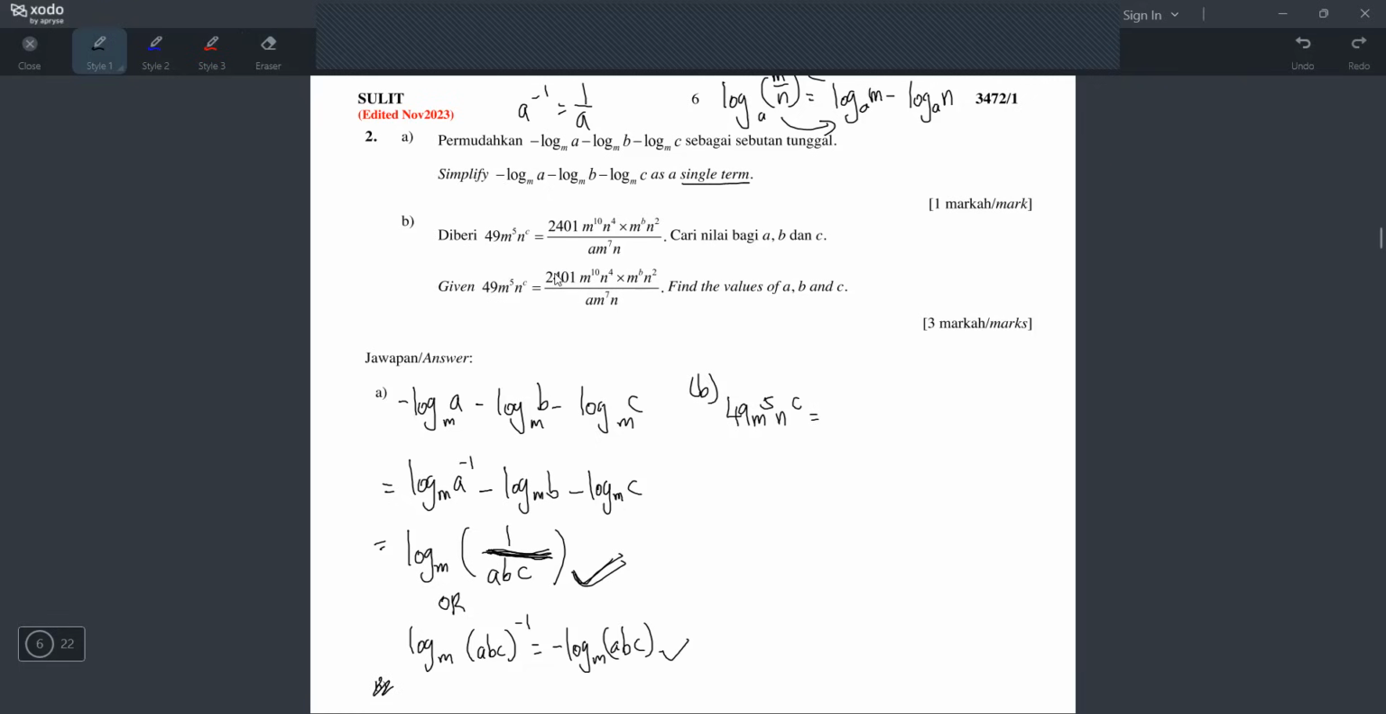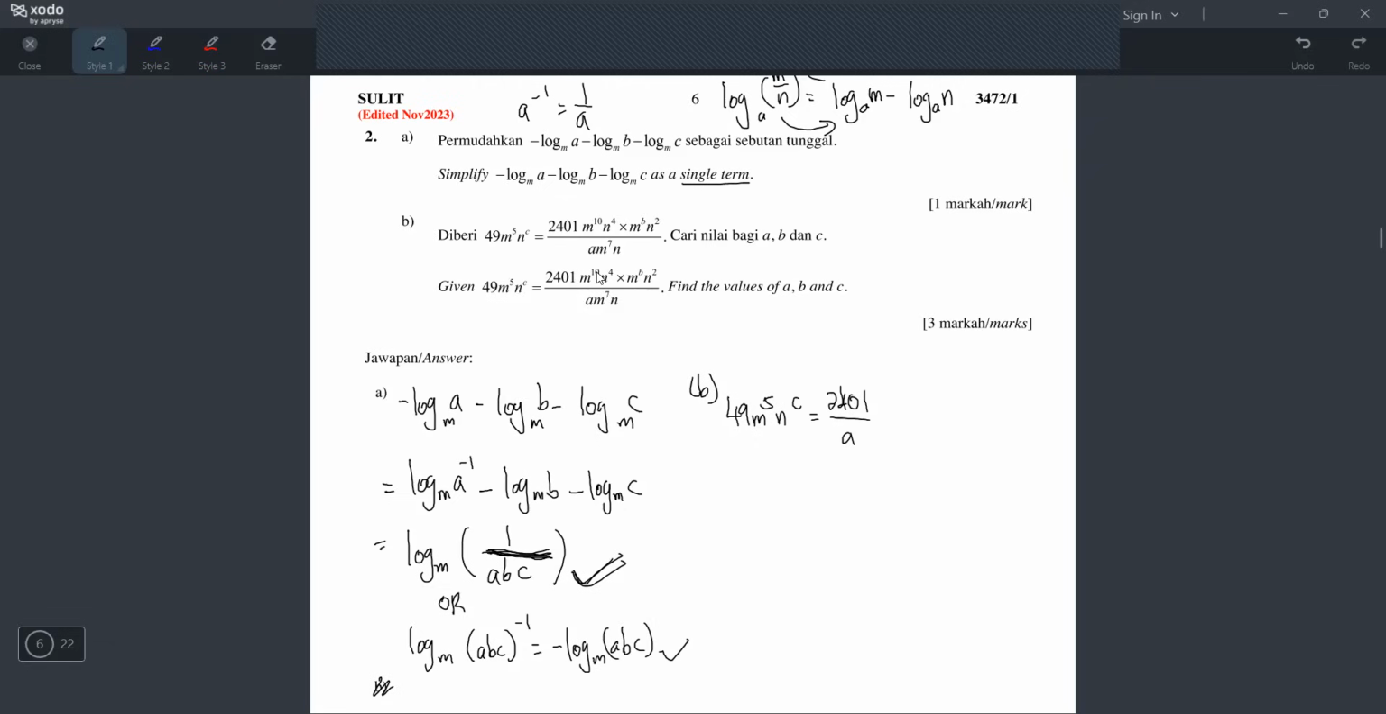How do you simplify? Number dengan number boleh darab, m dengan m boleh buat sekali, n dengan n buat sekali. I repeat one more time. Nombor hanya boleh buat dengan nombor, m hanya boleh buat dengan m, and n hanya boleh buat dengan n. So 2401 can only buat dengan a, because a is actually a number. So it becomes 2401 over a.